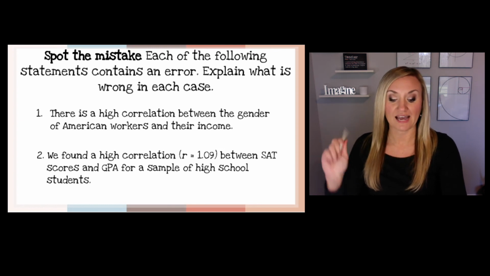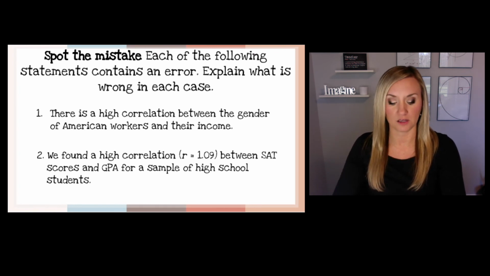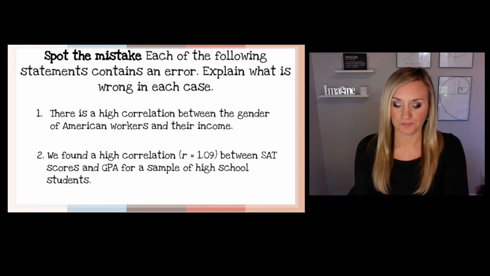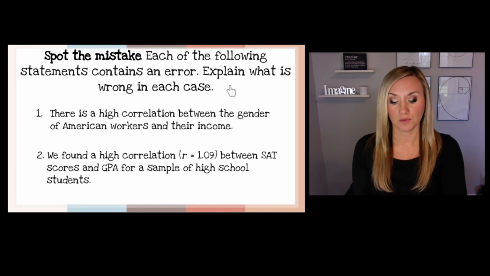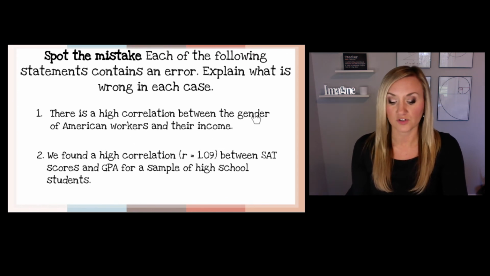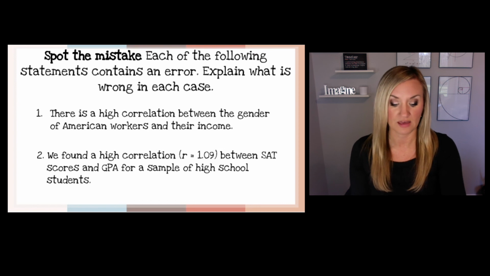Okay, so let's talk about it. There is a high correlation between the gender of American workers and their income. Think about it. What's the mistake? Well, isn't gender categorical? Yeah, gender's categorical. We're looking at scatter plots. We're talking about correlation r. We're talking about calculating the correlation, and we can't do that when we have a categorical variable. Gender of American workers is categorical, but income is quantitative. We can definitely work with that. But for scatter plots and correlation, no categorical. So that is the mistake.